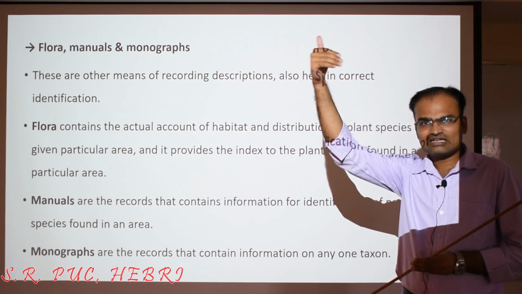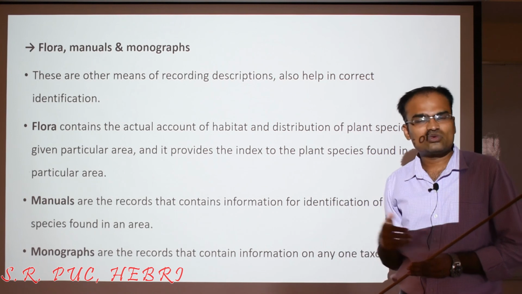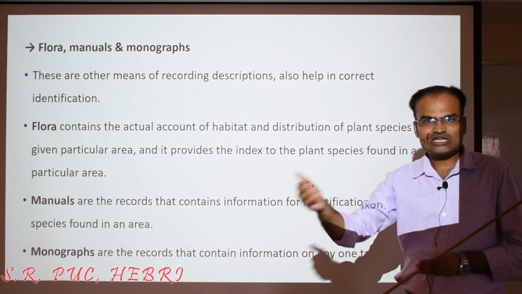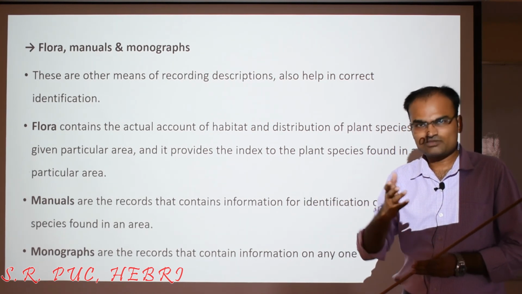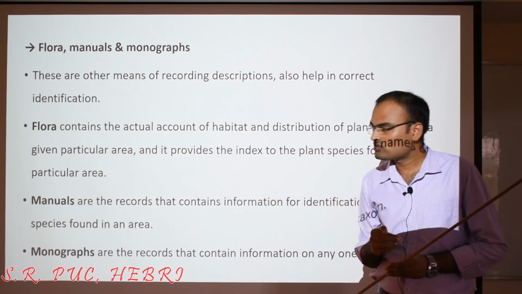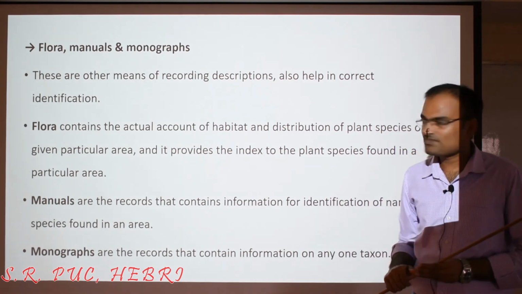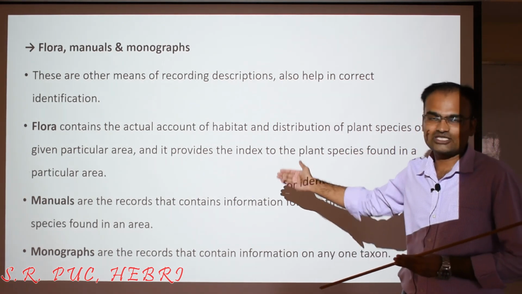Starting from characteristics of living organisms in the first class. Second one, what have we studied? The biological nomenclature, rules of the biological nomenclature. Next, in the third class, what have we studied? Different taxonomical categories, different examples. In the last class, we have studied the taxonomical aids.